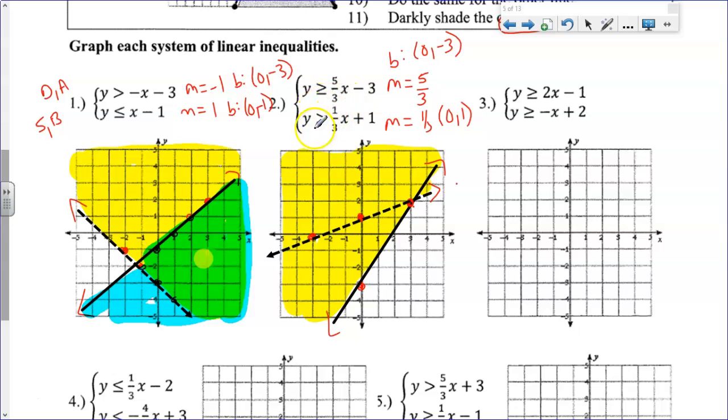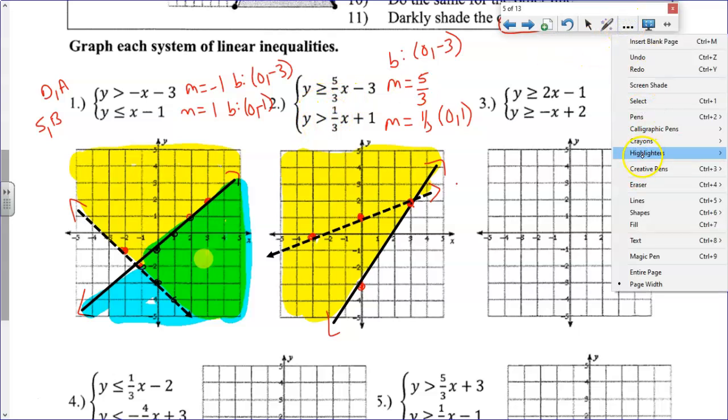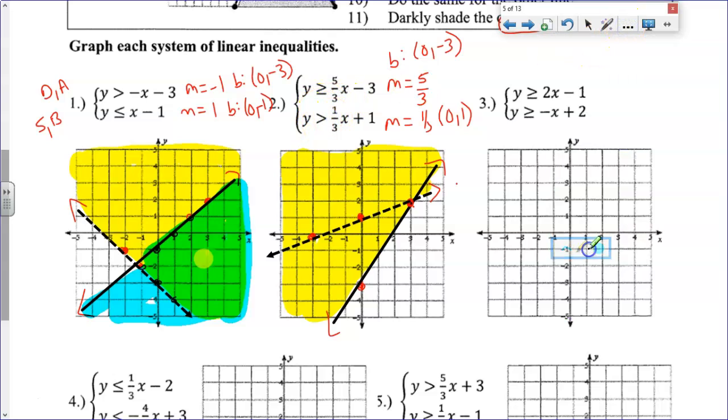And then it's greater than again, so when we highlight, we are going to highlight above this line. So it's going to be right there. Notice that the overlapping part is everything that's shaded there in green. Okay, so let's look at one more together.